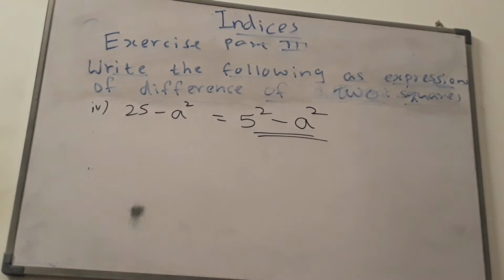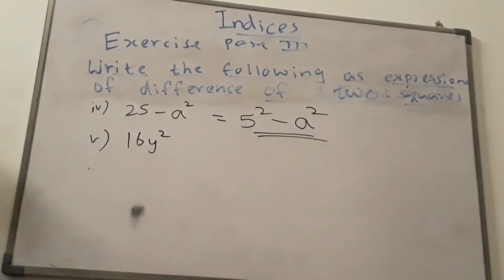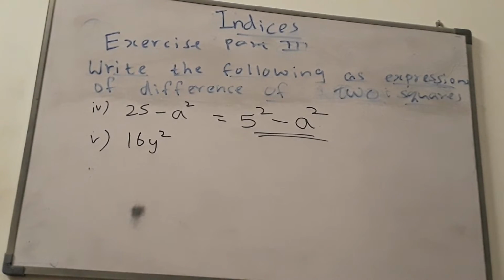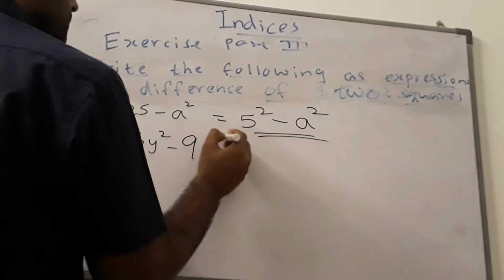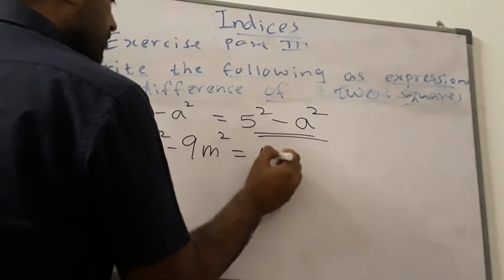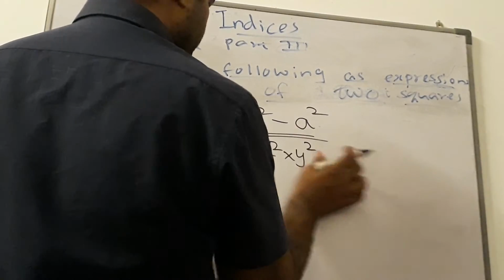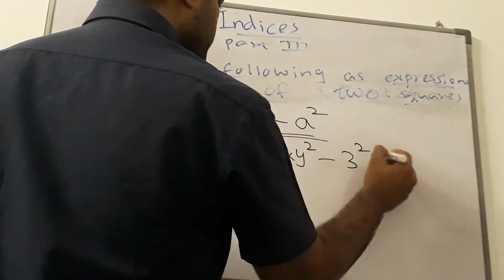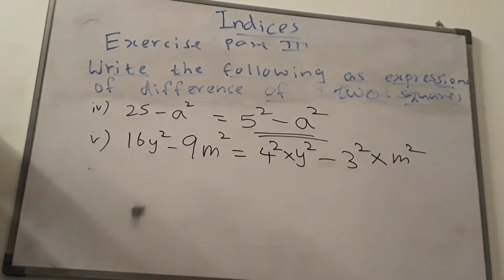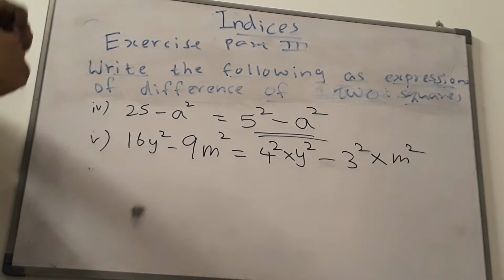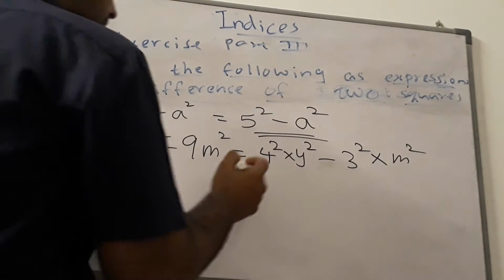Next is 16y squared minus 9m squared. 16 means 4 squared times y squared, minus 9 means 3 squared times m squared. 16y squared can be written like 4 squared times y squared. 9m squared can be written like 3 squared times m squared.